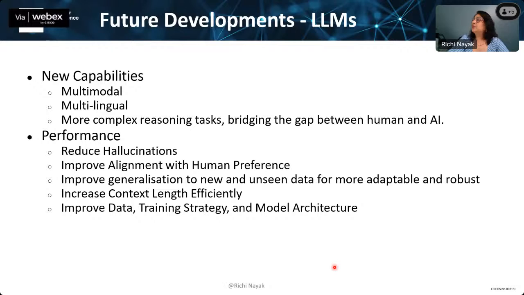So, future development: of course, new capabilities like multimodal, multilingual, and more complex reasoning that aligns more with human thinking. Performance-wise, we need hallucination reduction and alignment with humans on complex reasoning tasks. Most of us struggle with how to increase the context length. They are still limited to about 700, especially for research purposes when we are using data lakes and so on. Otherwise, the context length window is really small. Improve the training model structure and so on.